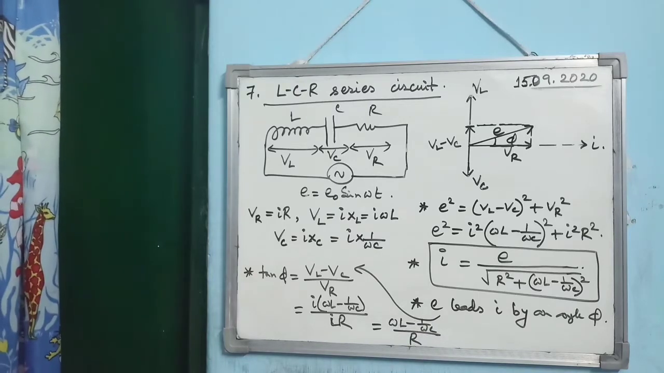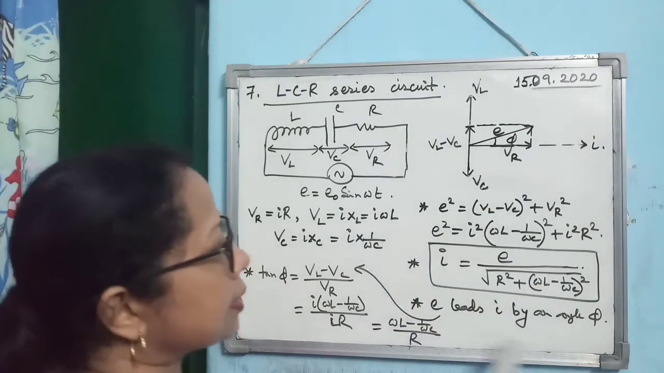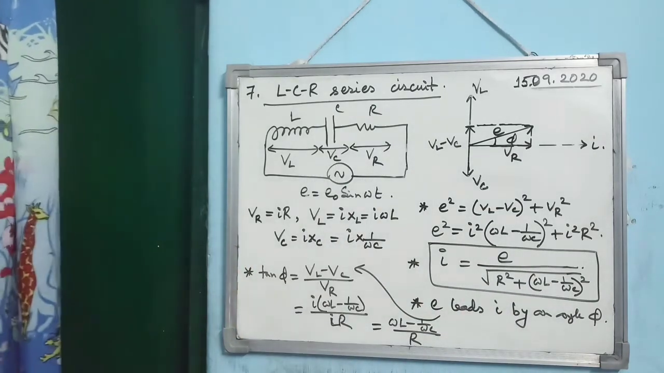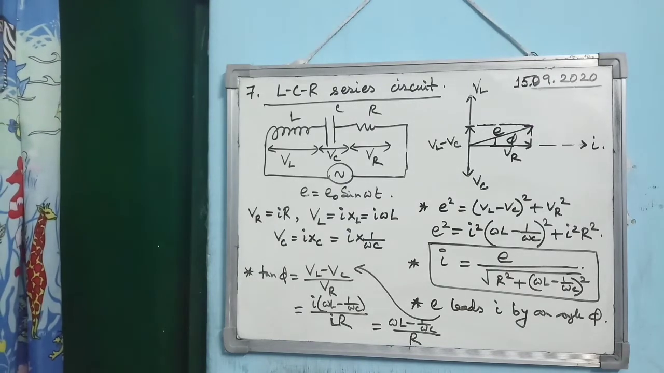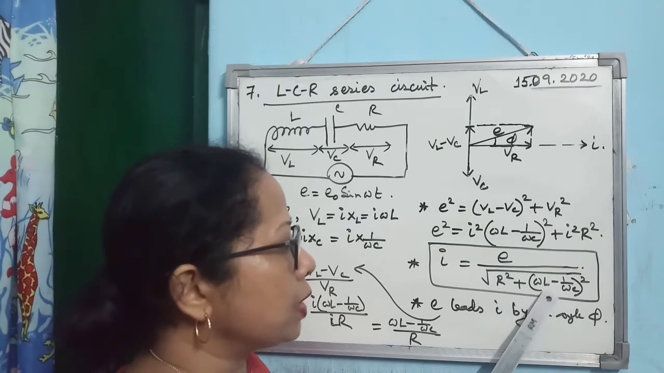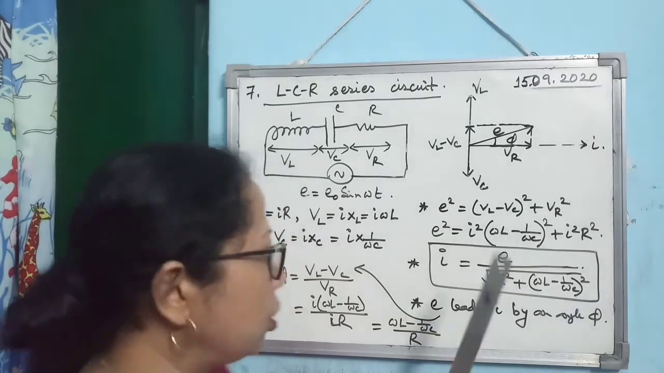Is that clear? So this is the discussion, or these are the important points related with the LCR series circuits. Alright, remember that current is given by E divided by under root R square plus omega L minus 1 upon omega C whole square.